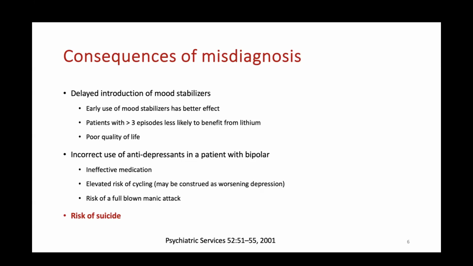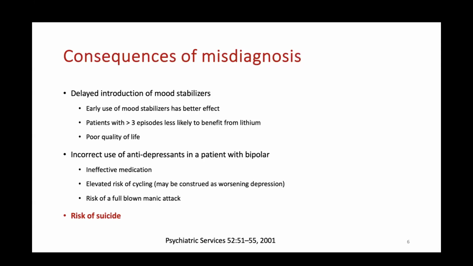And poor quality of life. Incorrect use of antidepressants in a patient with bipolar. Now, somebody with bipolar comes to you and you give him antidepressants. What does it lead to? It means there is ineffective medication. There's an elevated risk of cycling. Now, somebody from depression goes into a rapid cycling, and sometimes we feel that the depression is worsening. We add another antidepressant, it does not work. We put the patient on ECT, the patient does not improve. Sometimes, we might lose a patient because of suicide.